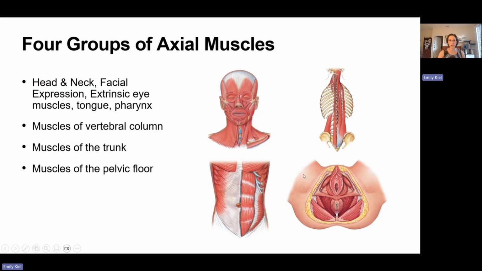I bring this to your attention because if you remember in the skeletal system, the pelvis was included in the appendicular skeleton. In the muscular system, the muscles of the pelvic floor are included in the axial skeleton. And that's because they are really a part of that main supportive posture. They're not attempting to necessarily move limbs.